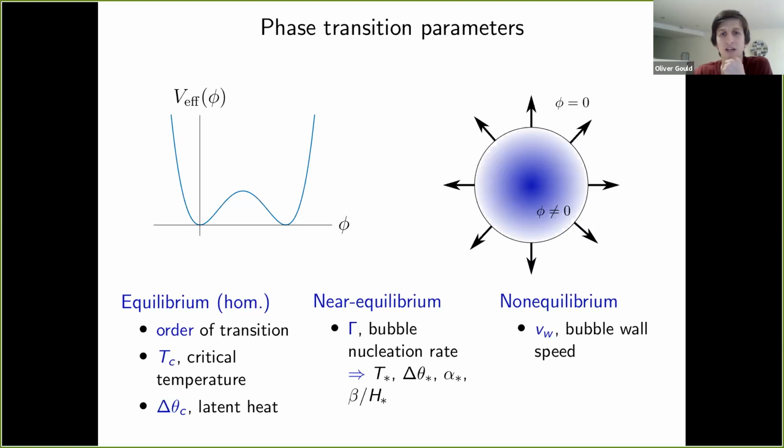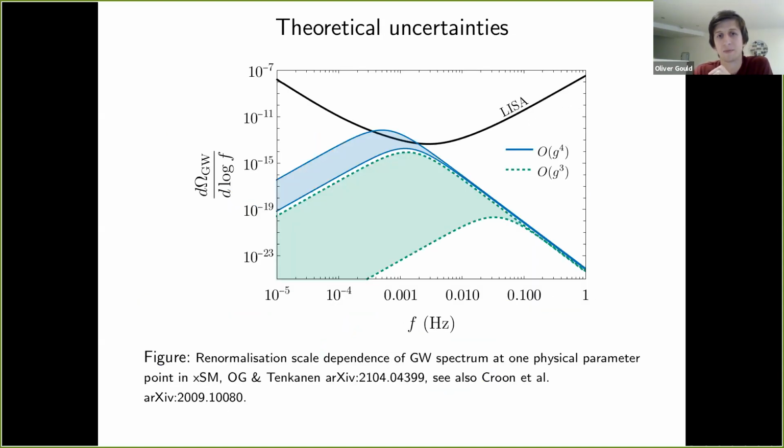And from the bubble nucleation rate, you can get a bunch of other parameters which really directly go into the gravitational wave spectrum. And so it's a really important parameter for determining the gravitational waves. And that's what I'm going to focus on.